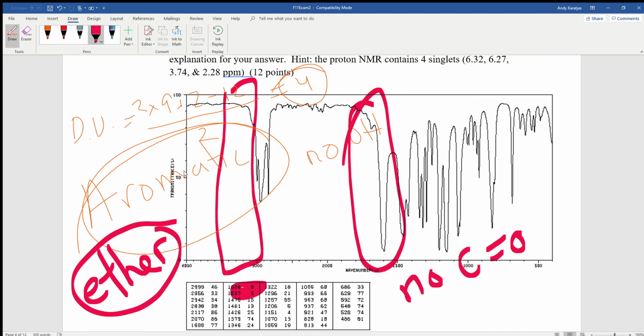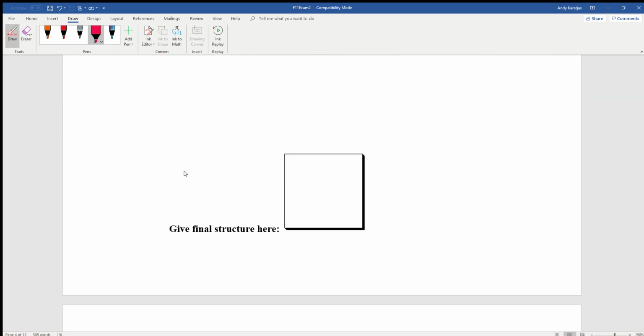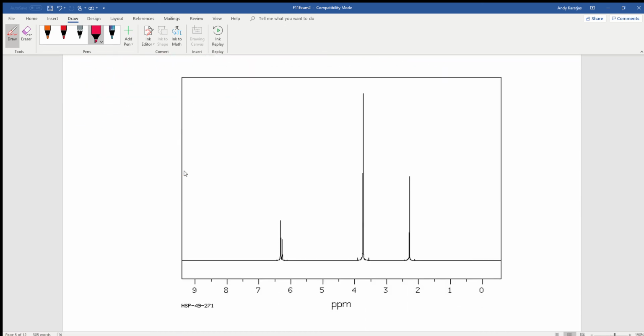So let's go down to our proton NMR. And our proton NMR shows us a couple things that are interesting. But probably at least the first thing I notice is these are all singlets. So there's no splitting in this molecule at all. And so that leads me to believe that we're going to be looking for a fair amount of symmetry in this molecule.